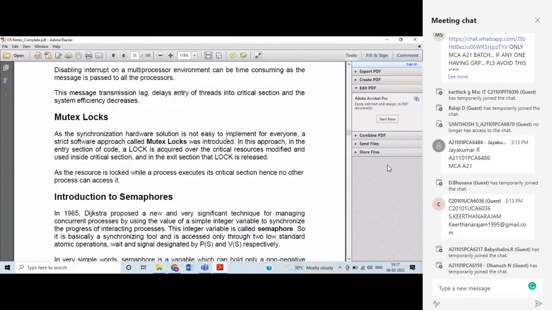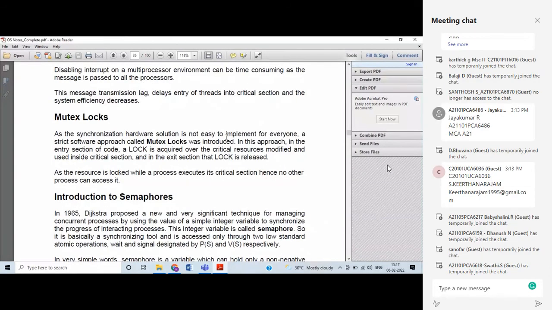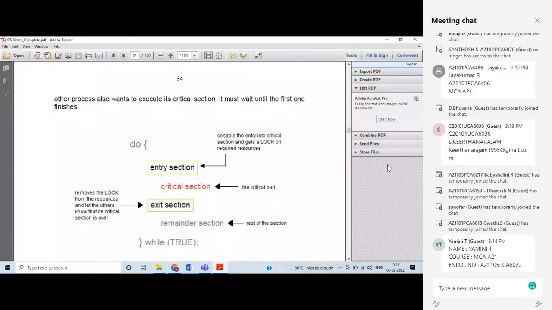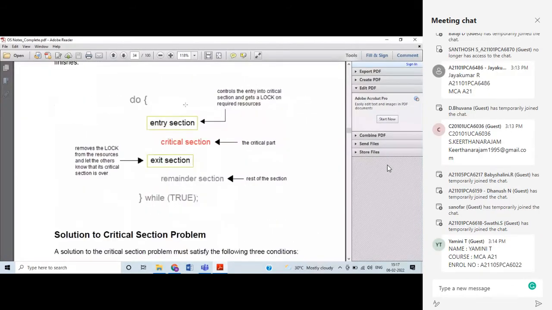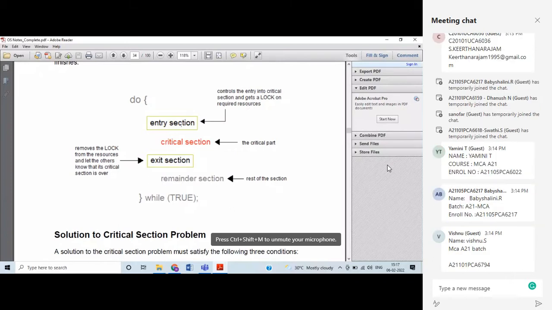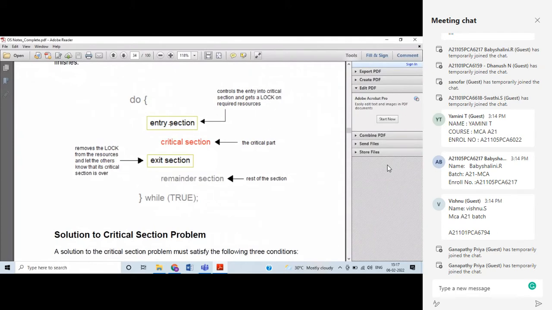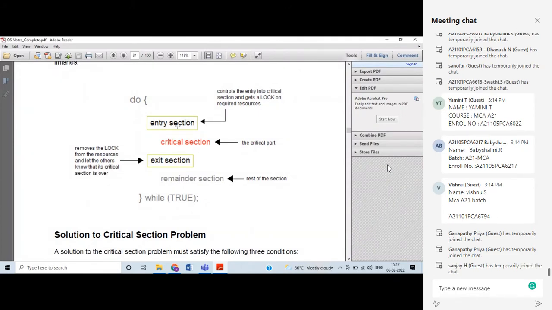So Mutex locks is nothing but like a lock. In the critical section, whenever a process wants to enter into a critical section, at the entry section itself the process will be locked. Upon the entry section the process will be locked and it will get into the critical section.